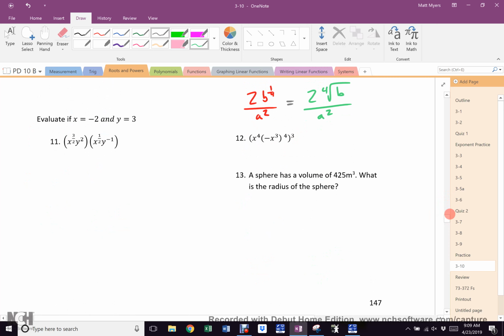Now, is yours printed poorly here? Is number 13 right below 12? Pain in the butt. Okay.